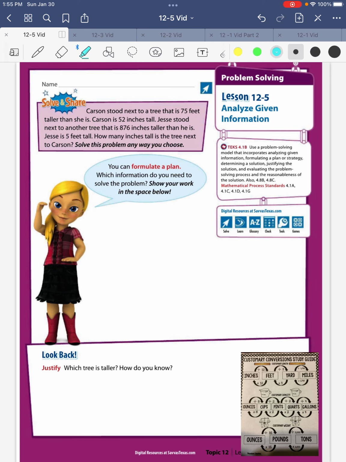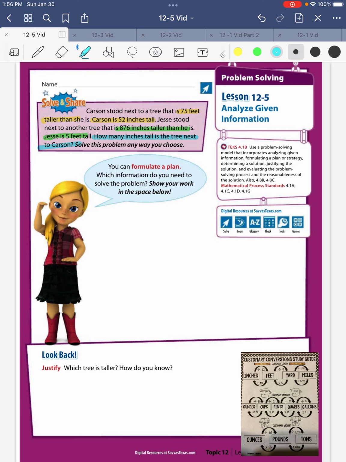Our problem says, Carson stood next to a tree that is 75 feet taller than she is. Carson is 52 inches tall. Jesse stood next to another tree that is 876 inches taller than he is. Jesse is 5 feet tall. Then our question says, how many inches tall is the tree next to Carson?